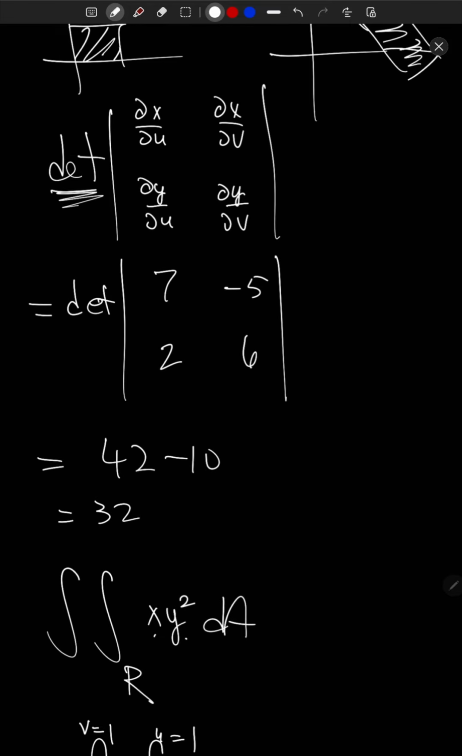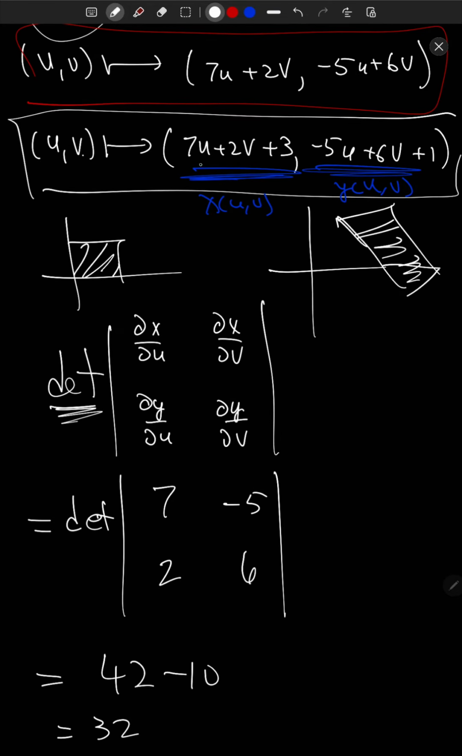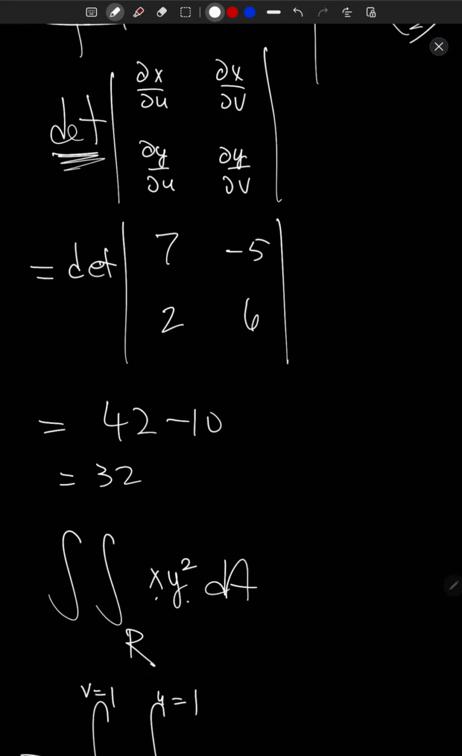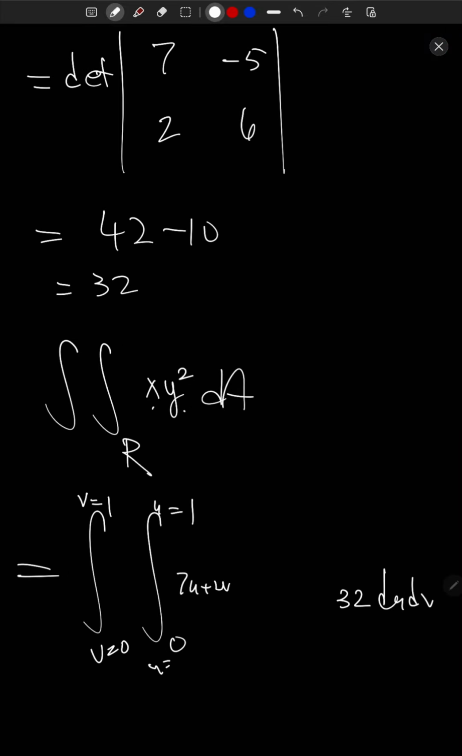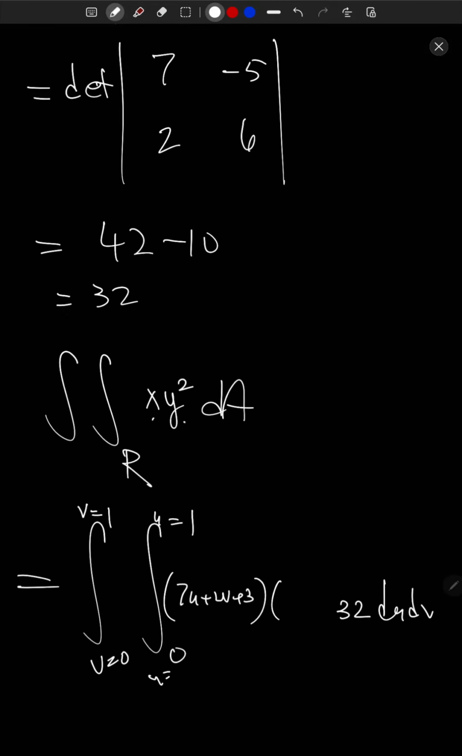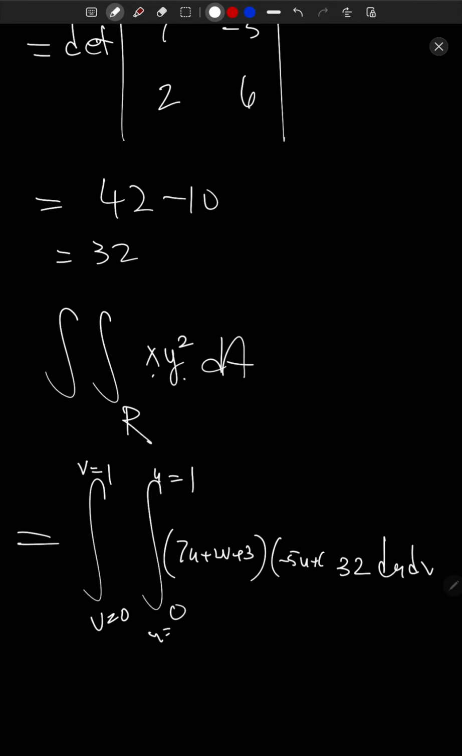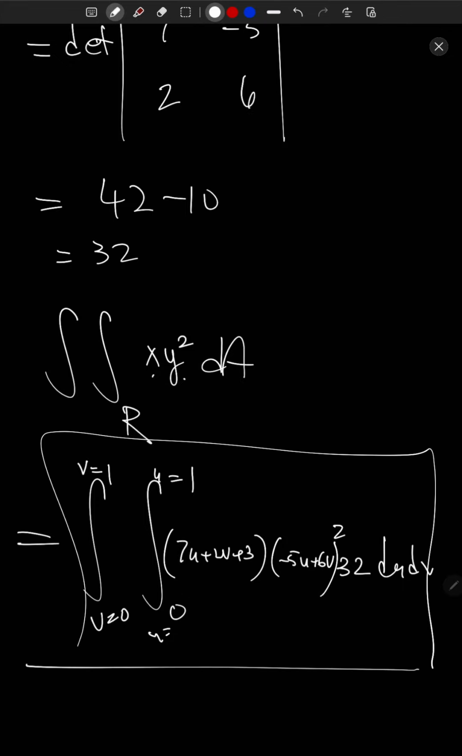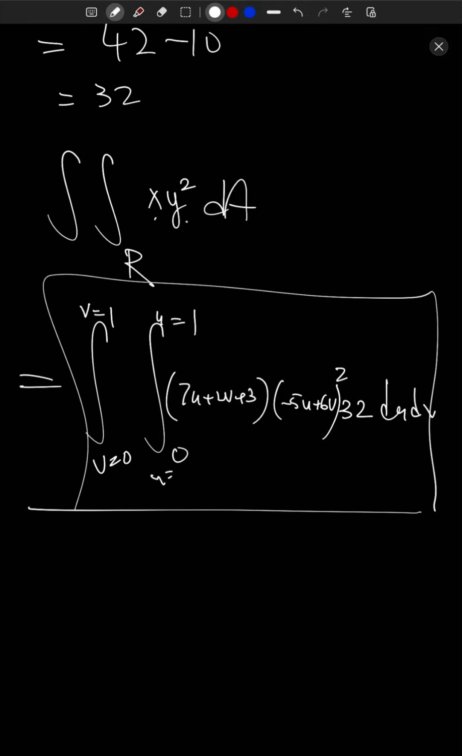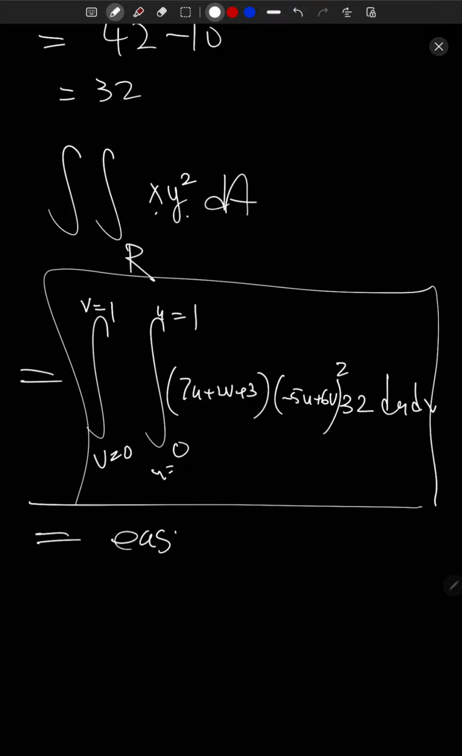What is x? We just follow the instruction. X is 7u plus 2v plus 3, right? 7u plus 2v plus 3. And then the y was minus 5u plus 6v squared, right? And then now everything is in terms of uv, and we just do this integral just as a regular integral from second semester calculus, all right? Okay, equals, let's just say easy. Easy in that we already know how to do it, all right?